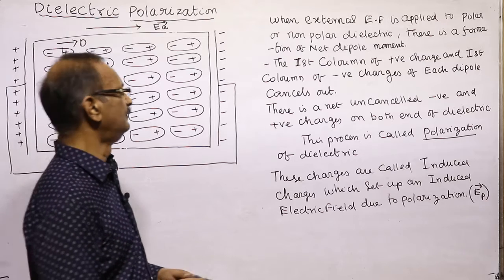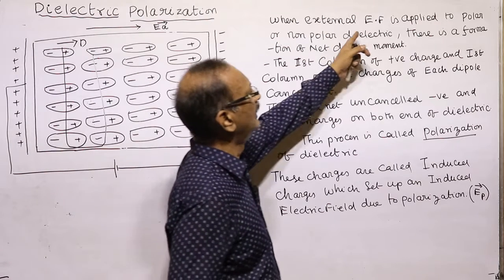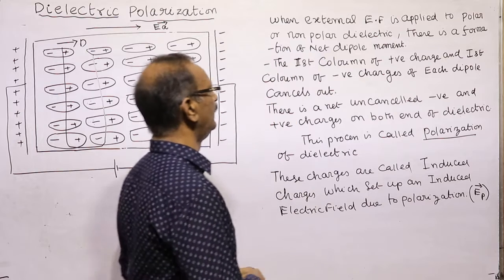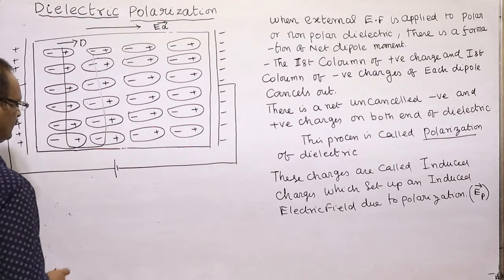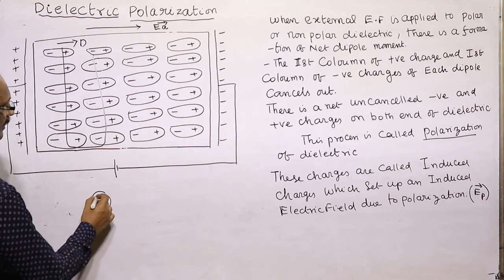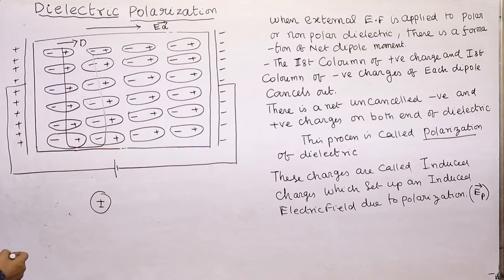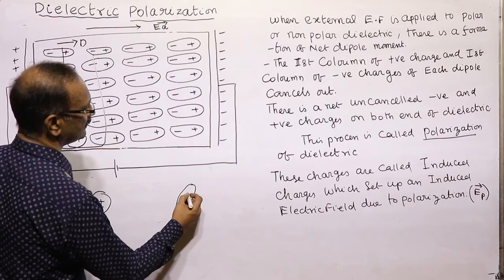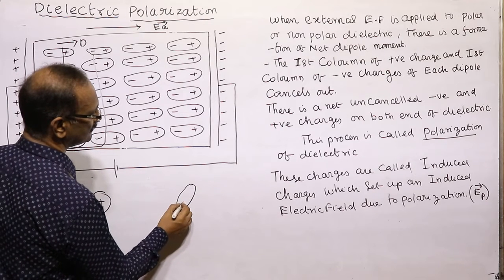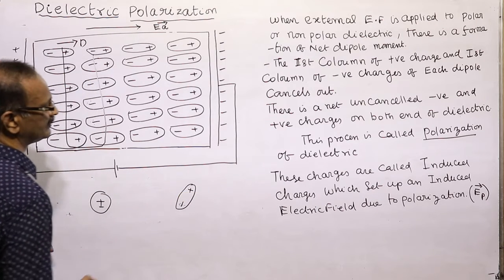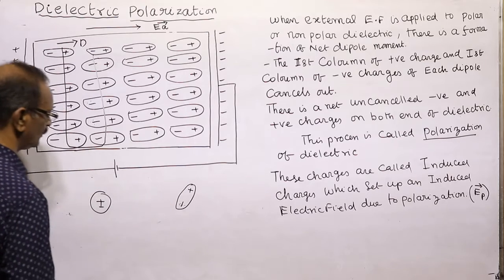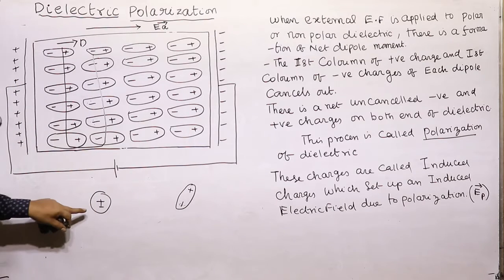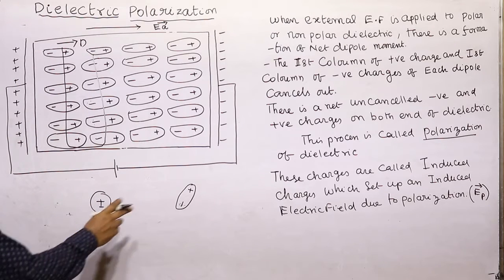As we have seen, consider what happens when an external electric field is applied to polar or non-polar molecules. This is non-polar, where the positive and negative charge centers of the molecule coincide. This one is polar, where there exists some distance between the positive and negative charge because the two centers do not coincide.